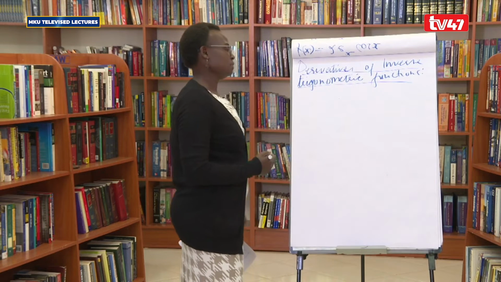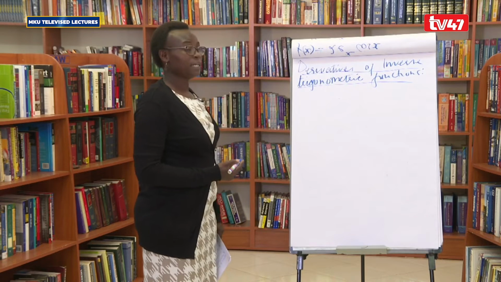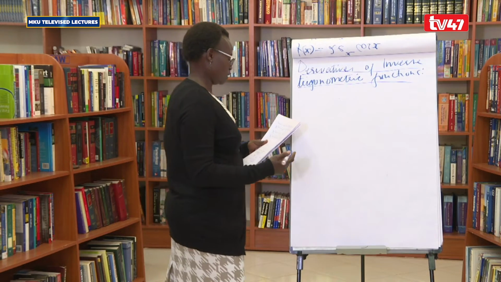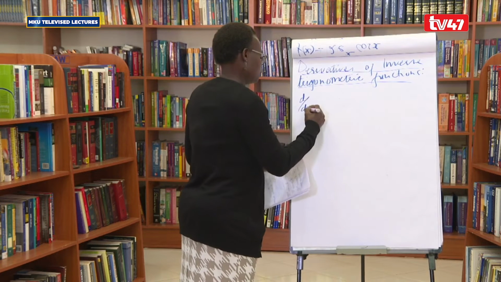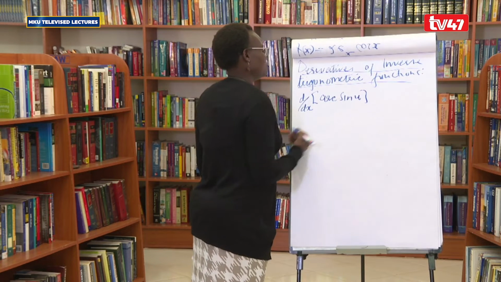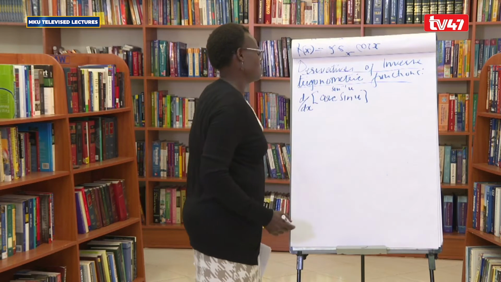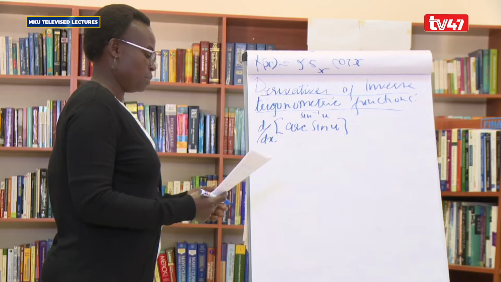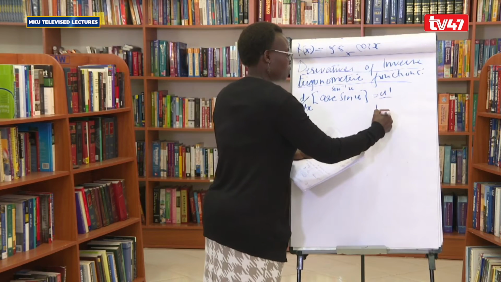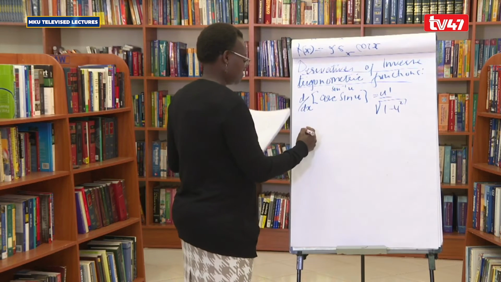So inverse trigonometric functions can be expressed as either to the power -1 or arc. So those two terms can be used. So we have arc sine u. So this is the same as sine inverse of u. So the two simply imply the same. So the derivative of this one is u bar over square root of 1 minus u squared.